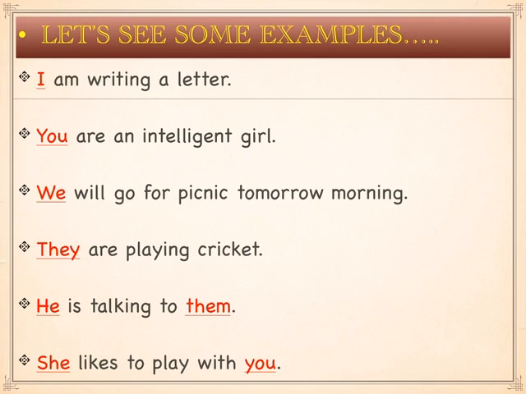The next one, he is talking to them. Here we have two pronouns, he and them. He is used for third person singular male and them is used for third person plural. Next one, she likes to play with you. Here, she represents third person singular female and you represents second person singular.